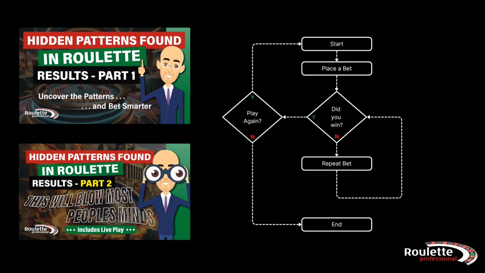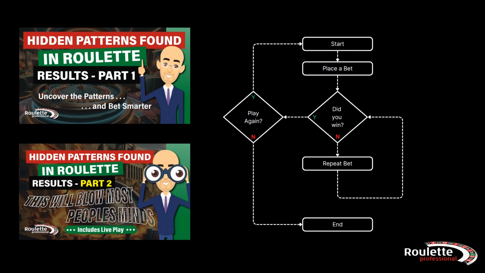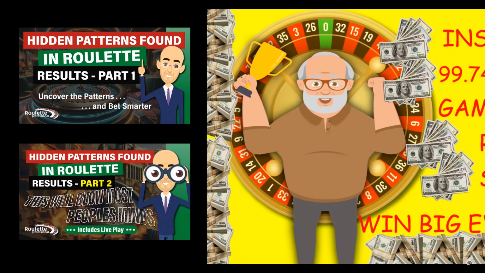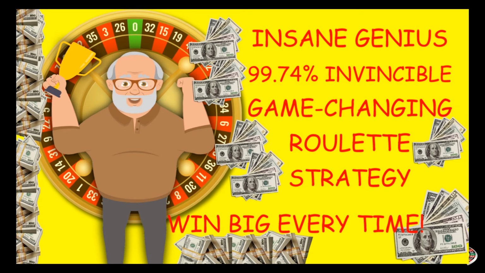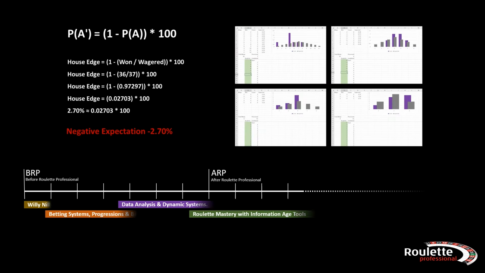You probably realize by now, we never intended to present a complete system in the first video. If we had, then perhaps it would have had a much catchier title like Insane Genius 99.74% Invincible Game-Changing Roulette Strategy, Win Big Every Time. But you will never get a video like that from us. Our videos are focused on mathematically provable insights into roulette results, or a how to build your own widget, moving us forward on the evolutionary scale of betting systems.